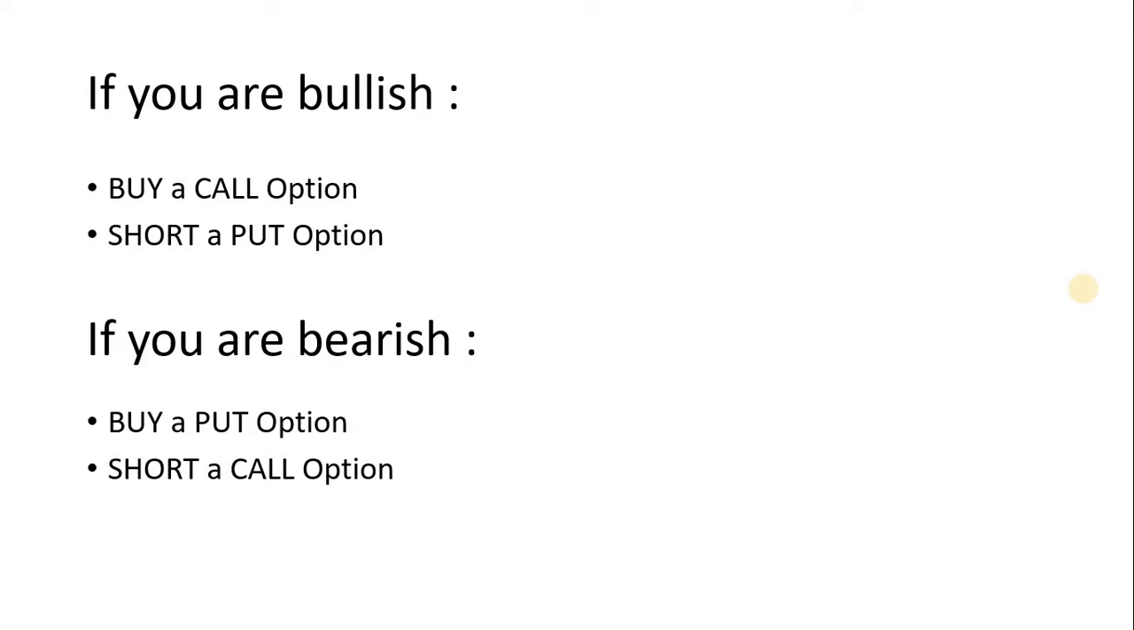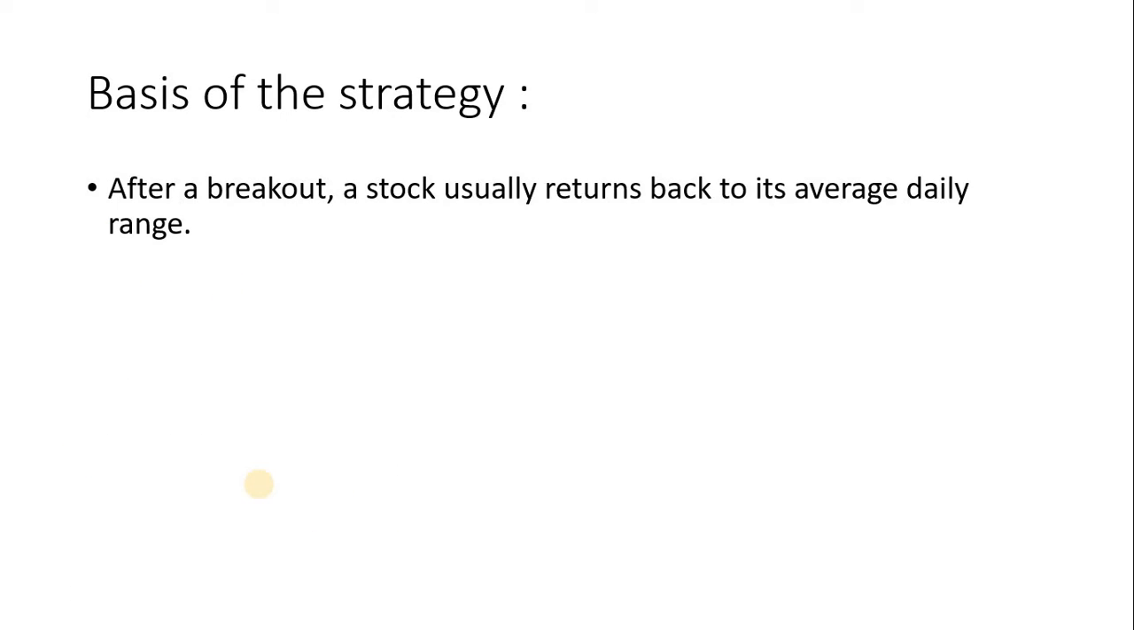If you are bullish on any stock, then you have two options. You can either buy a call option or you can short a put option. And if you are bearish on a stock, then you can buy a put option or you can short a call option. Our strategy will mainly revolve around shorting options. We'll only be shorting either a put option or a call option. The basis of the strategy is that after a breakout, a stock usually returns back to its average daily range.